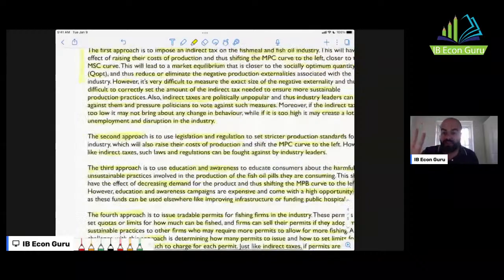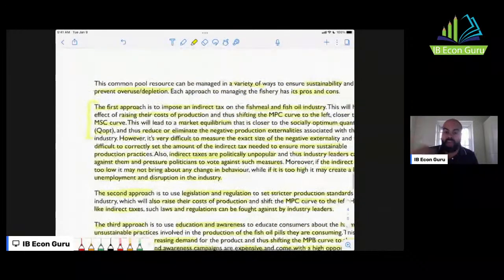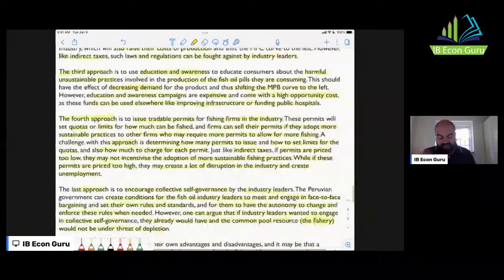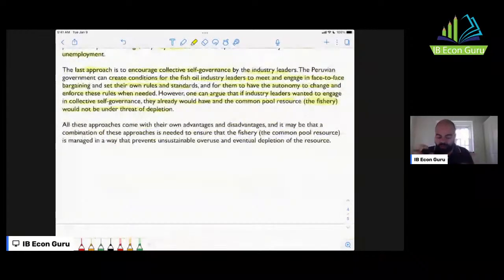You do not need to evaluate that many. I may have overwritten because I'm also using this video to review common pool resources. Okay? But then this last paragraph is really important. All these approaches come with their own advantages and disadvantages, and it may be that a combination of these approaches is needed to ensure that the fishery, which is the common pool resource, is managed in a way that prevents unsustainable overuse and eventual depletion of the resource.